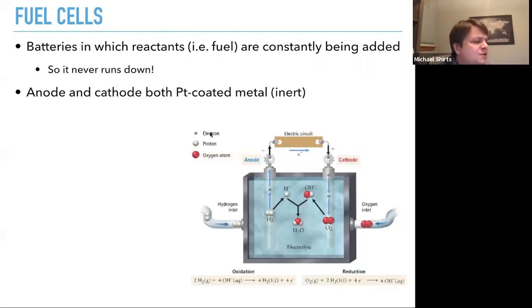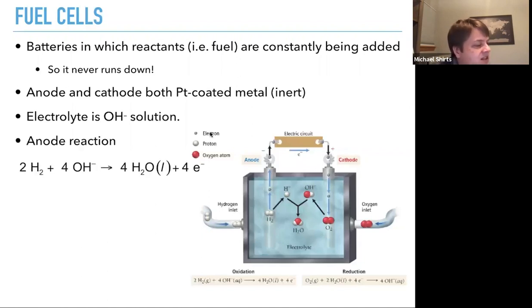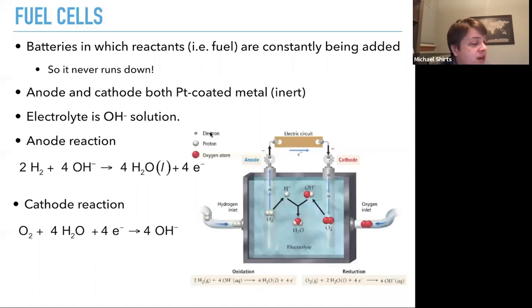The most straightforward fuel cell is one that uses hydrogen and oxygen. There are safety reasons for that because you don't want to have too much flammable stuff around, but it's the simplest idea. And it's essentially running electrolysis in reverse. Here, the anode and the cathode are both platinum-coated metals. The electrolyte is an alkaline solution. The anode reaction is the oxidation of H2 to water. And the cathode reaction is the reduction of oxygen to OH minus. By doing this, you generate electricity and you get water.